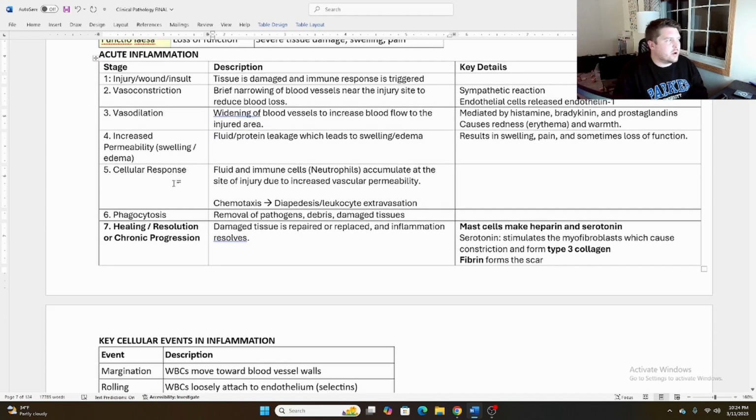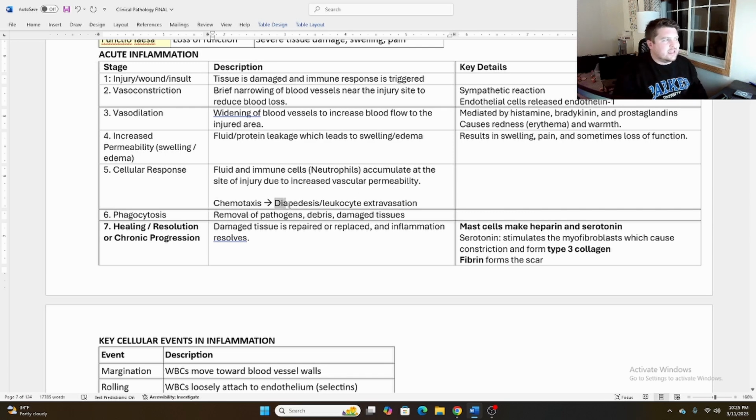With the cellular response, we also get chemotaxis. Chemotaxis is where mediator factors signal the different cells to come and migrate to this specific area, especially the macrophage cells. Those are the phagocytic cells, the ones that are going to come in and eat up and break down all of the damaged tissue.